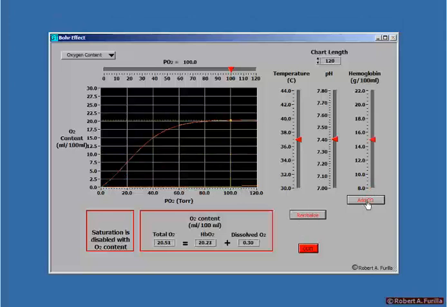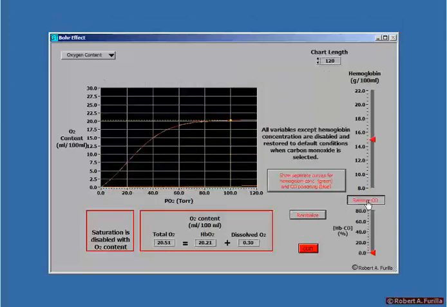I'm going to do one more thing. I'm going to add carbon monoxide to this situation, and I can raise the carbon monoxide. Let's bring this up to 40%. So now I have 40% of the hemoglobin bound to carbon monoxide. This isn't 40% carbon monoxide. That would long ago have killed you. This is 40% of the hemoglobin containing carbon monoxide. 60% then contains oxygen. We can see then that the content of oxygen has come down.